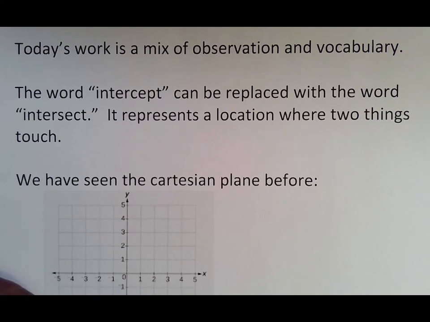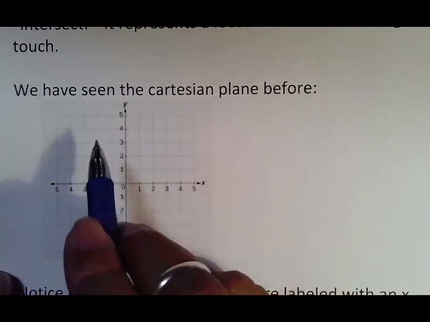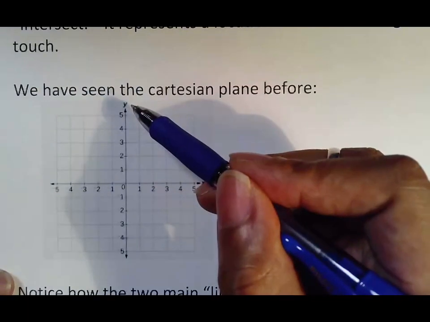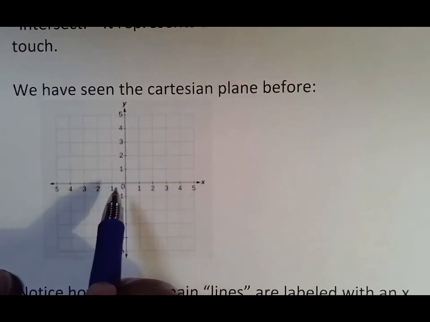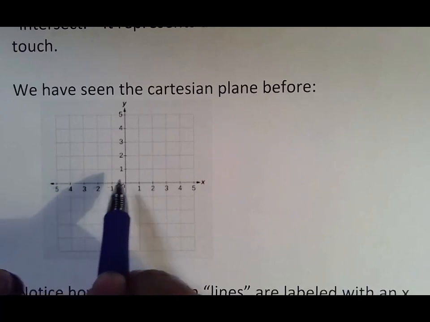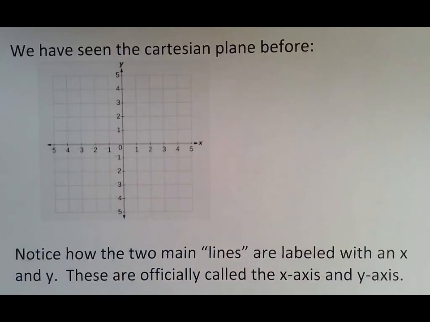So the word intercept can be replaced with the word intersect, because it's the same thing. It represents a location where two things touch. So we have seen the Cartesian plane before, which is what this whole thing is called. We know that this is a y-axis because it's labeled with y. We know that this is our x-axis because it's labeled with x. Notice again how the two main lines are labeled with x and y. And again, that's officially called your x-axis and your y-axis.